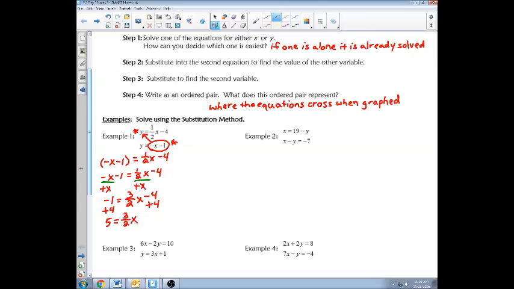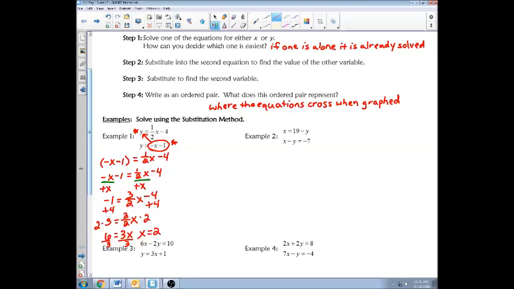Now I have to get rid of the 3/2. To get rid of the 3/2, I'm going to multiply. I'm sorry, that's not 5. I apologize. Negative 1 plus 4 would not be 5. It would be 3. But my process to get rid of my 3/2 would be the same. I'm going to multiply by 2 on both sides. That would get me 6 equals 3x. Then I will divide by 3. So x would equal 2, positive 2.